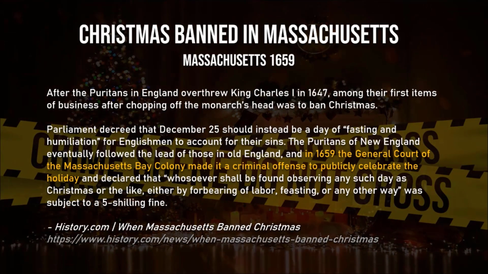General Court of the Massachusetts Bay Colony made it a criminal offense to publicly celebrate the holiday, and declared that whosoever shall be found observing any such day as Christmas or the like, either by forbidding of labor, feasting, or any other way, was to be subject to a 5-shilling fine.